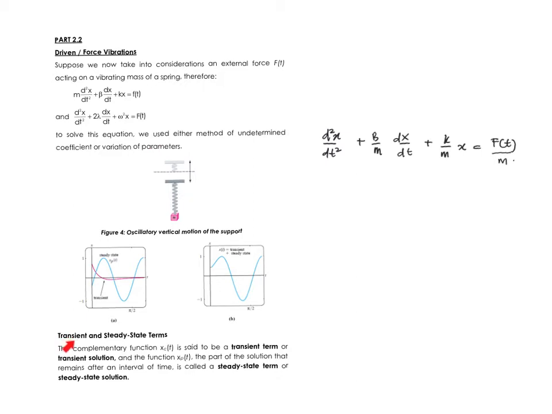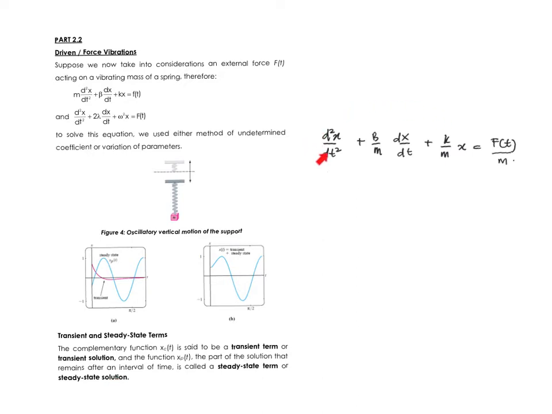Transient and steady state terms: the complementary function x_c(t) is said to be a transient term or transient solution. And the function x_p(t), the part of the solution that remains after an interval of time, is called a steady state term or steady state solution.